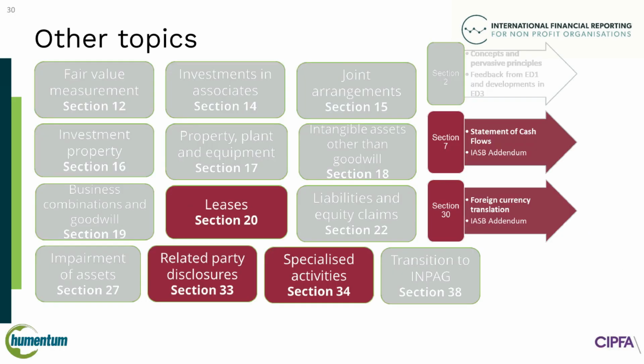There are 5 other topics included in Exposure Draft 3. Sections 7 and 30 were included in previous exposure drafts, and have been updated to reflect additional proposals made by the International Accounting Standards Board. There are no proposed changes to Section 20 on leases and Section 34 specialized activities, other than for editorial purposes. The fifth section is Section 33 on related parties. This was partly covered in the ED3 video on expenses.